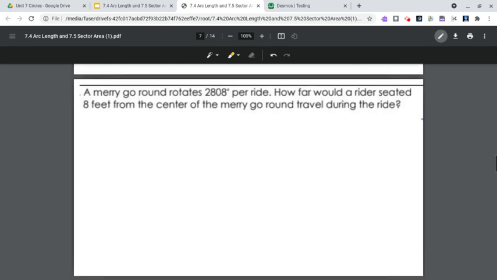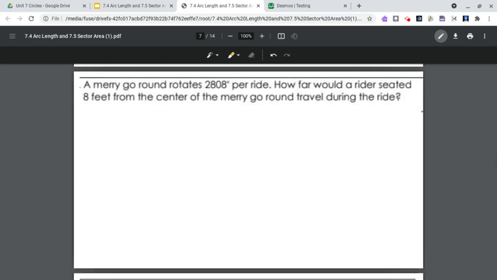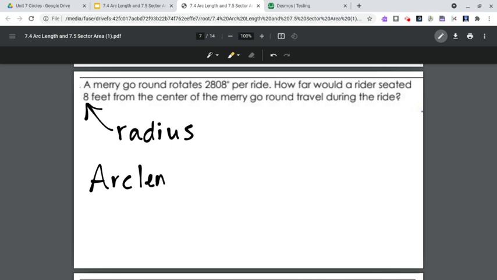Okay. A merry-go-round rotates 2,808 degrees per ride. How far would a rider seated 8 feet from the center of the merry-go-round travel during the ride? So we want to know the arc length that the person riding would travel. So I'm going to use 8 feet as my radius, because it's 8 feet from the center. And I'm going to do the arc length formula with the degree measure.